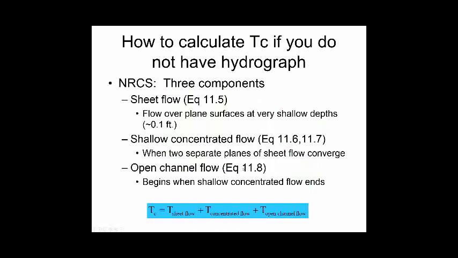There are ways to calculate or estimate the time of concentration if you do not have a hydrograph, and you can look at these equations in your textbook. You have to add sheet flow, shallow concentrated flow, and open channel flow, and the time of concentration would be the summation of those. These are just plug and play equations.